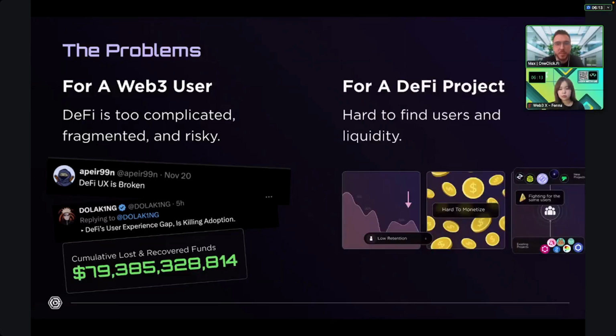Another problem that legit DeFi protocols are facing is that it's really hard to find users and liquidity, because a lot of times it's basically a PvP mode where protocols are just fighting over the same set of users, moving liquidity from one protocol to another.